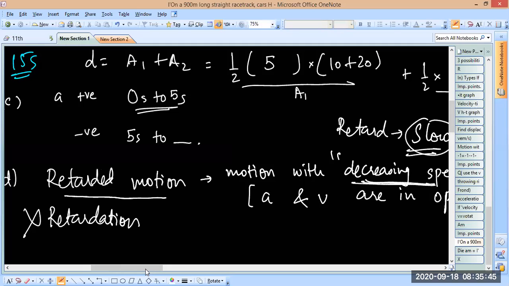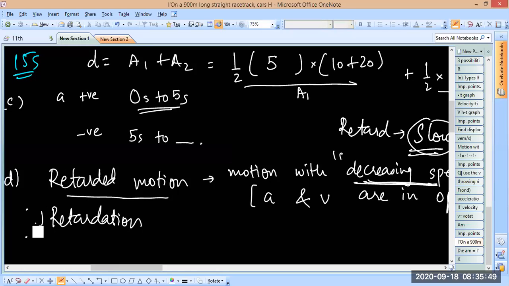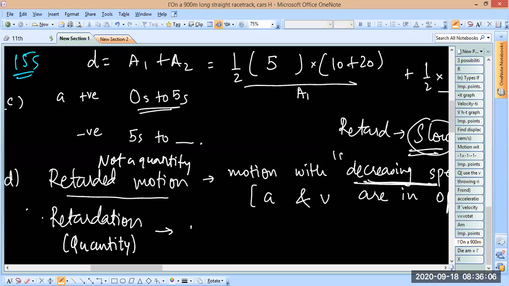Retardation is another thing. Retardation is a value, it's a quantity. You understand what are quantities, right? This is not a quantity, this is a type of motion. Retardation is a quantity. What is that quantity? It is equal to magnitude of acceleration.